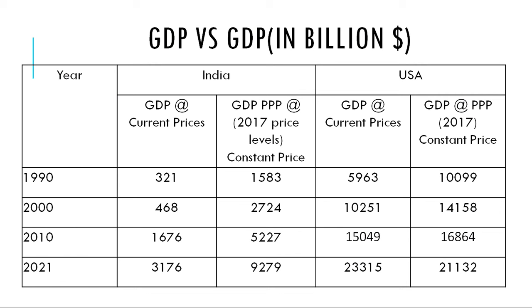In the case of America also, you can see the difference is small. In the USA the cost of production is very high, which is why there is no major difference between current prices and constant prices. It also shows that prices are not changing much over the years. If you look at 1990, in America it is almost double. I am giving you the table for 4 years only as an illustrative example. American GDP at current price was about $6,000 billion in 1990, while at purchasing power parity constant price it is about $10,000 billion. But in 2021 it is more or less the same, $20,000 billion.